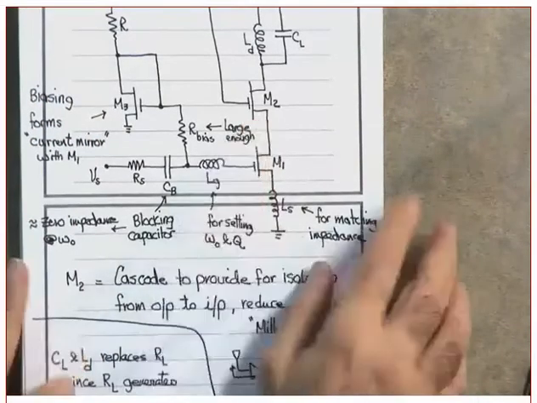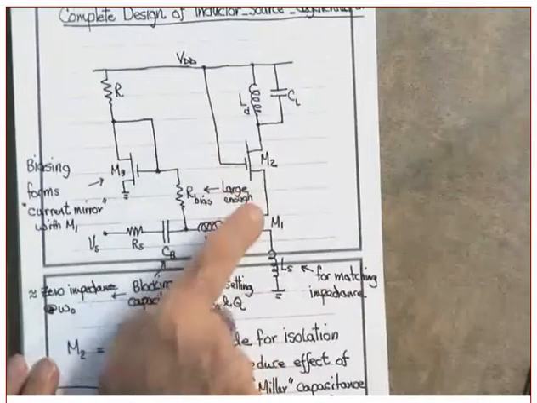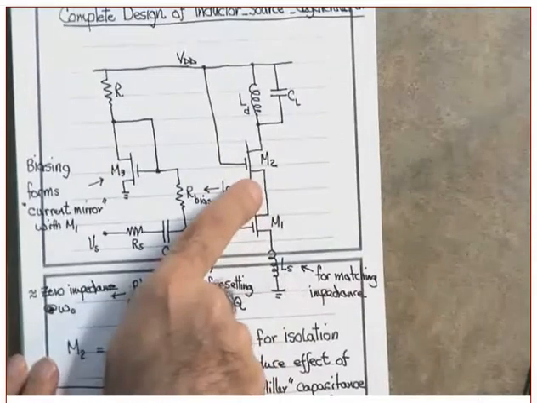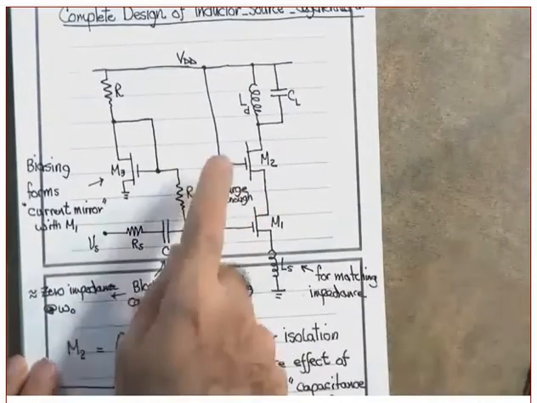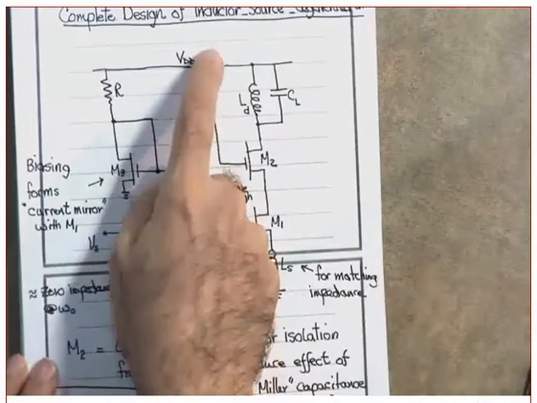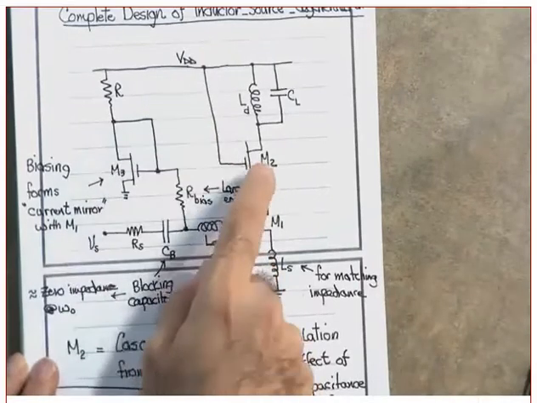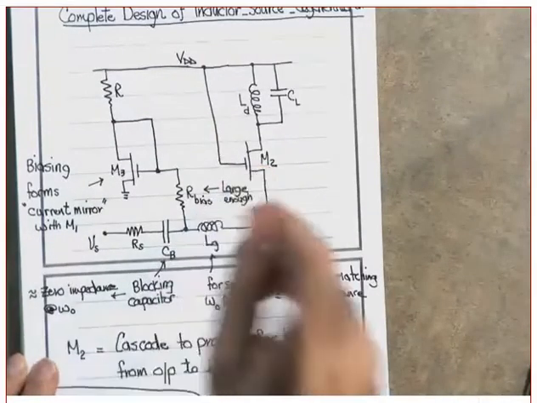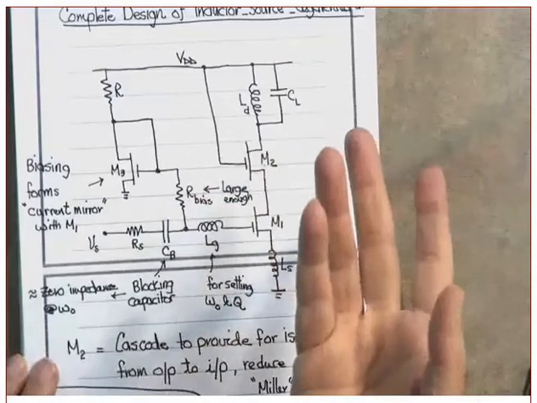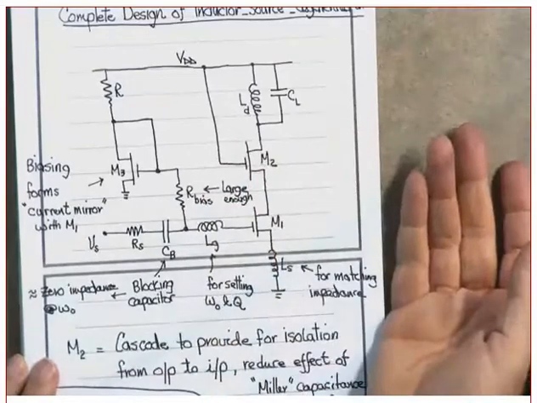For what reason? By the way, is this one a common gate? Yes, it is. Why? Because in AC, the gate is grounded. Yes? Which means what is the current gain in here? 1. This one will not provide you with a current gain. Did you get my point or not?